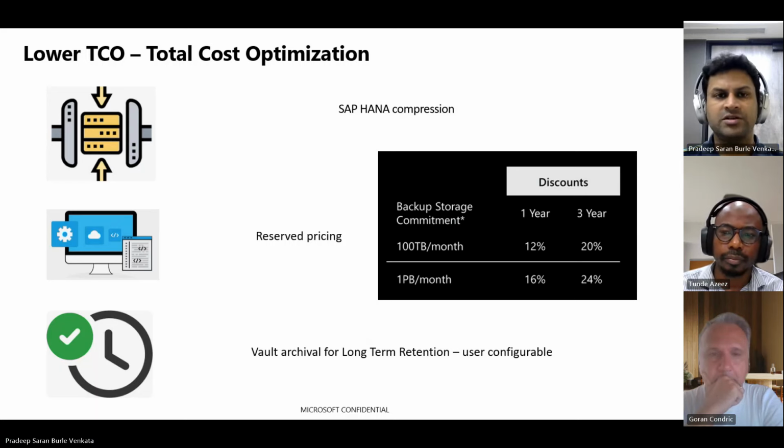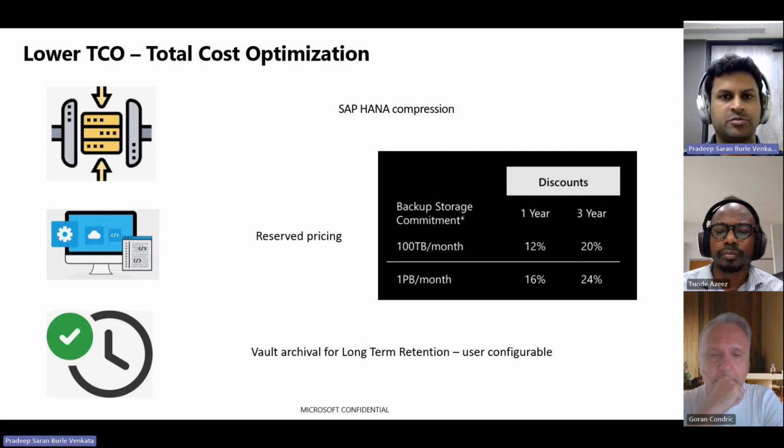So this is one way a lot of customers enable this, and they are basically reducing their storage costs. This is one most important thing that I want users to try. In case you have plans to optimize your costs, your backup costs predominantly, you can enable HANA compression.